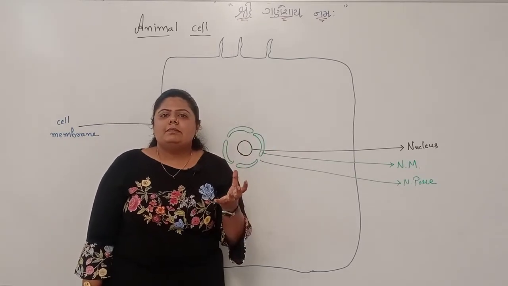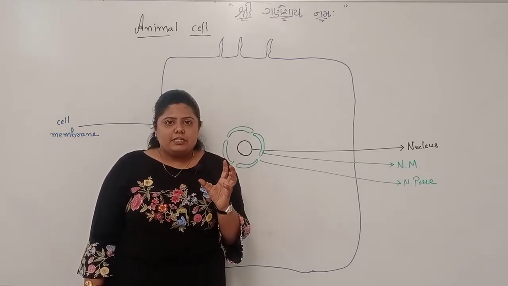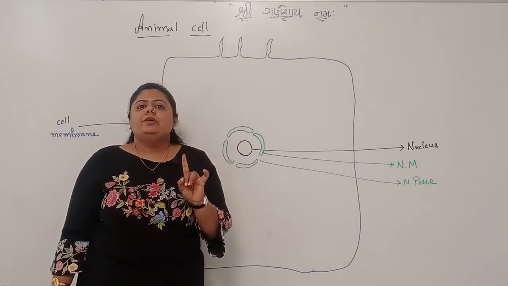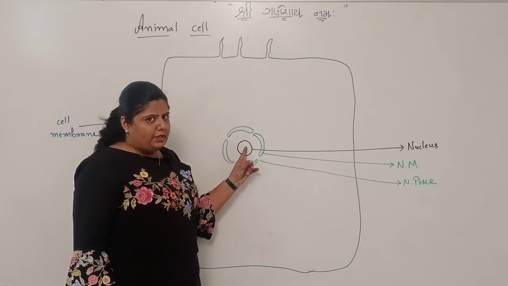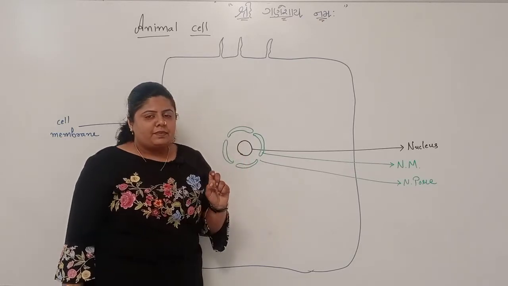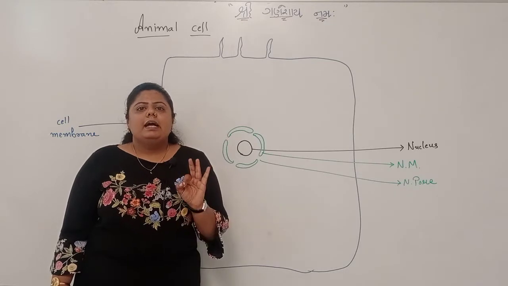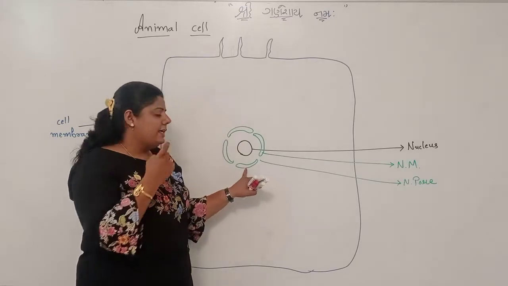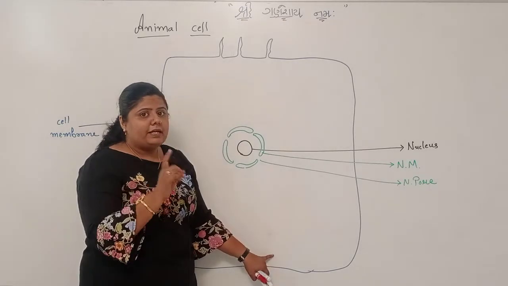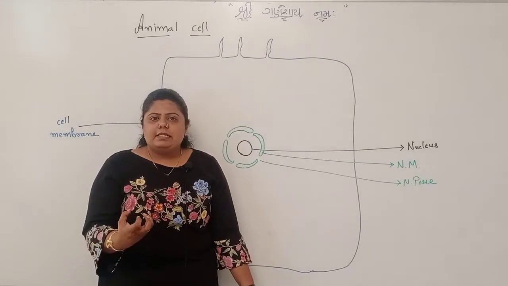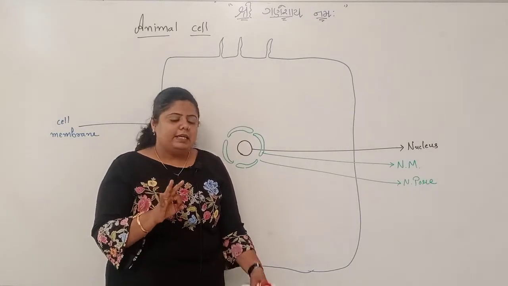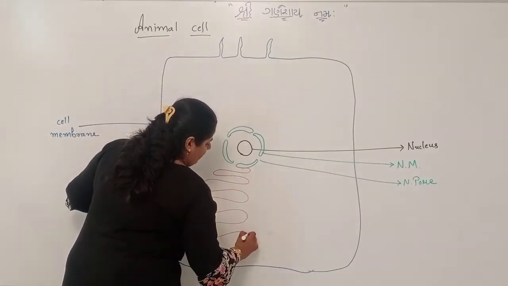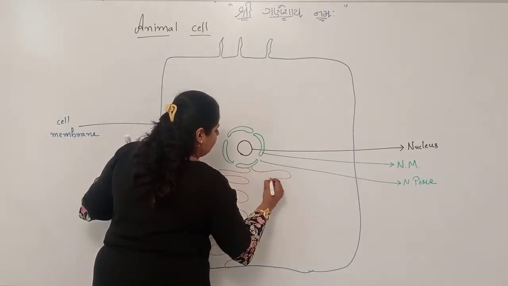Nucleoplasm is the same material, a jelly-like structure like cytoplasm, but it is present in the nucleus, that's why it's called nucleoplasm. So, the nuclear membrane. Now another organelle, endoplasmic reticulum. It starts from the nuclear membrane and spreads up to the cell membrane. So in an animal cell, most of the area is covered by endoplasmic reticulum. In short, it's called ER.